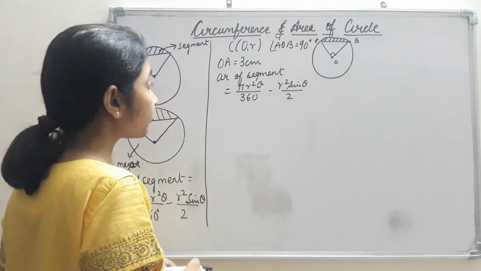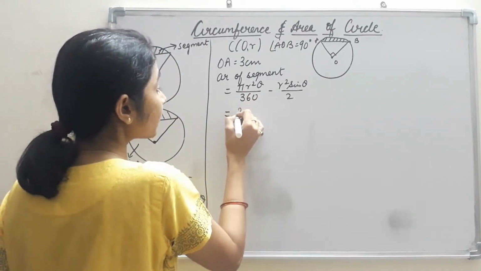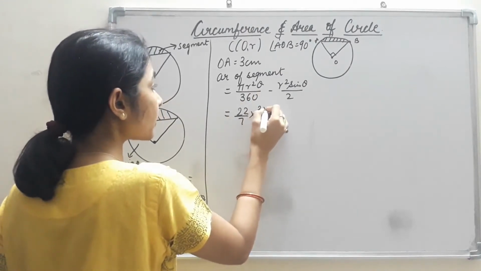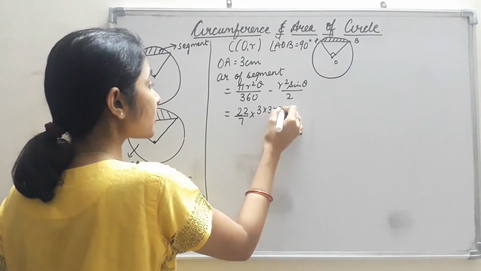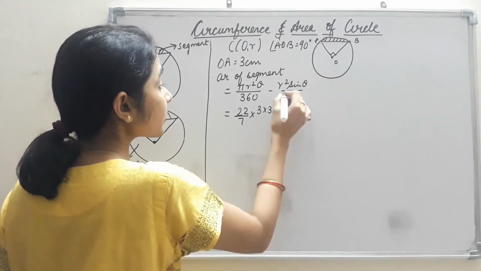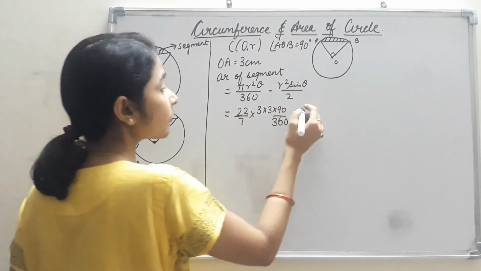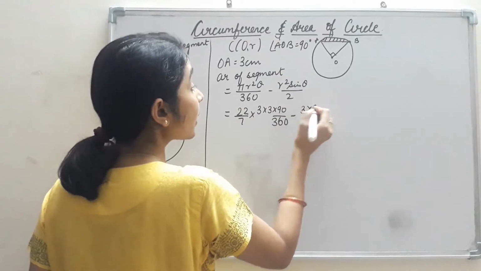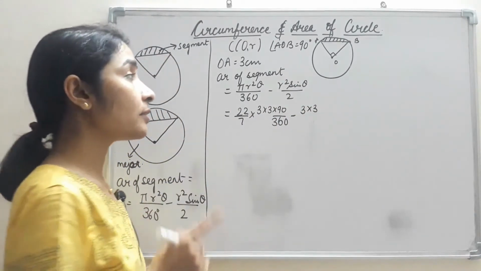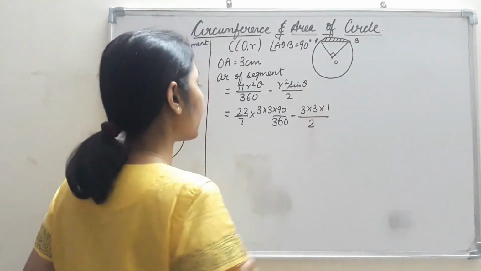Now here it is equal to pi r square, that means 22 upon 7, radius is equal to 3 centimeter into 3 centimeter, and theta is 90 upon 360. Minus r square. Again, as I said, we can take this 3 common, but right now I have not taken it. So 3 into 3 and sin theta. Here theta is 90 degrees, so sin 90 degree is equal to 1, upon 2 we are having here.